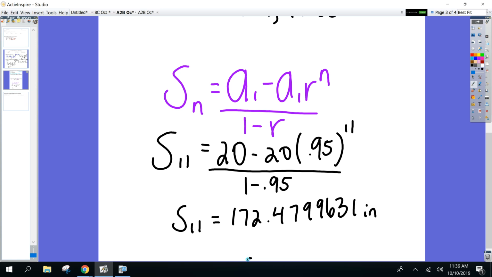So about 172 inches. Is that what we're getting? Yeah. Okay.